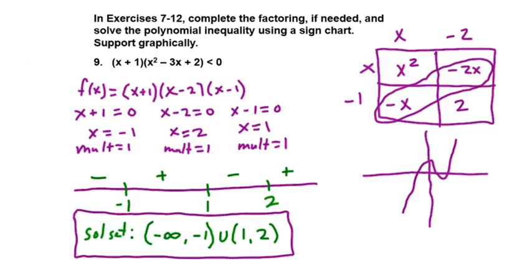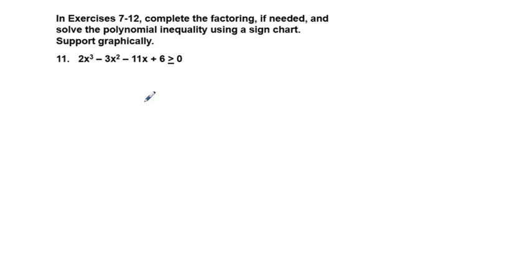Okay, next odd number problem, which is 11. In this case, we have a cubic polynomial with 4 terms. It is completely unfactored. I'm just going to start by rewriting this as a polynomial function. I'll put f of x equals 2x cubed minus 3x squared minus 11x plus 6.